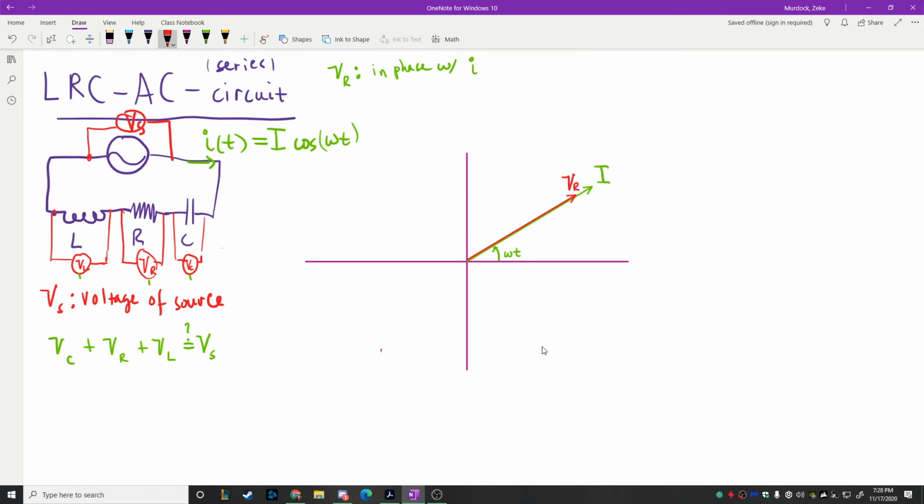Okay, now what about the voltage across the inductor? How should it be drawn? Should it be drawn 90 degrees ahead or 90 degrees behind?